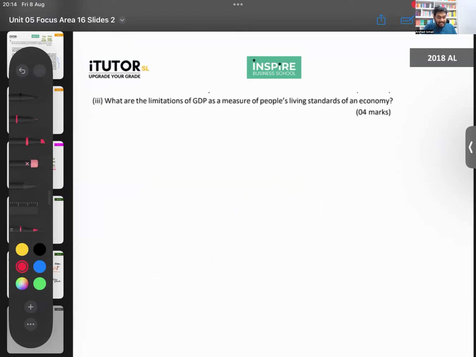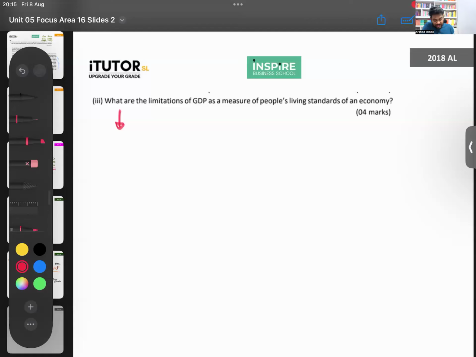Then what are the limitations of GDP as a measure of people's living standards? Can you give me some points? You can write in point form. You don't have to go and explain too much, but when you say point form, write complete points, a one-to-two line point, not just one or two words. So what can you all say? What are the limitations?